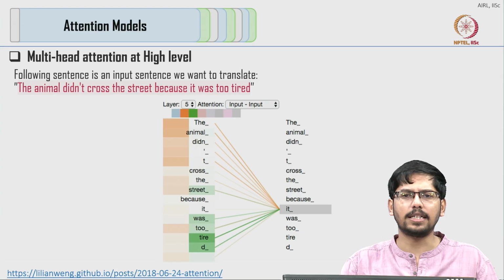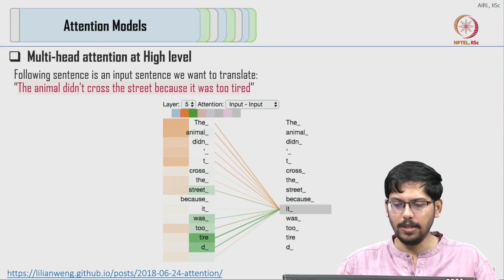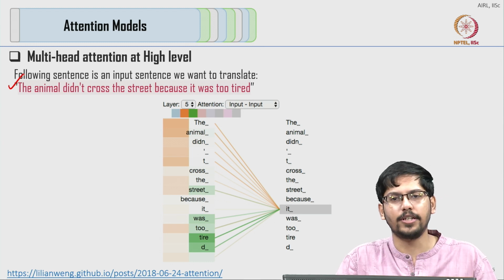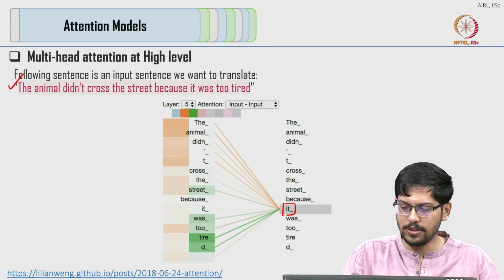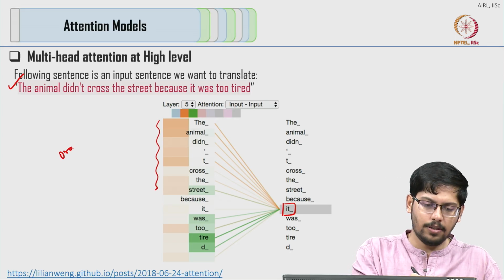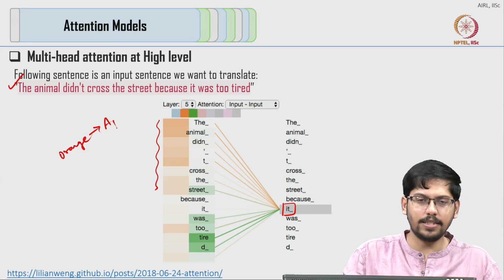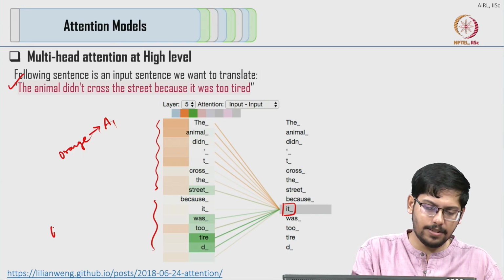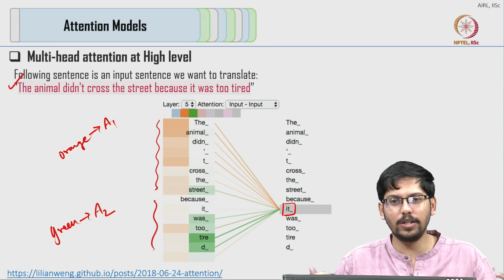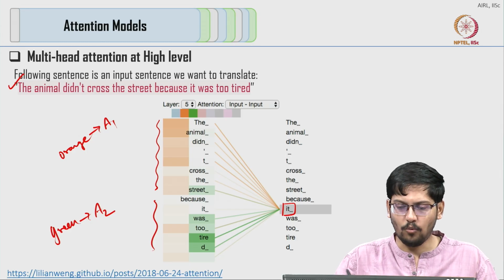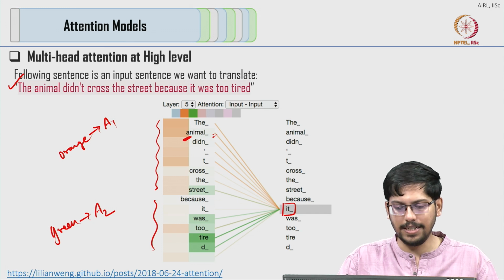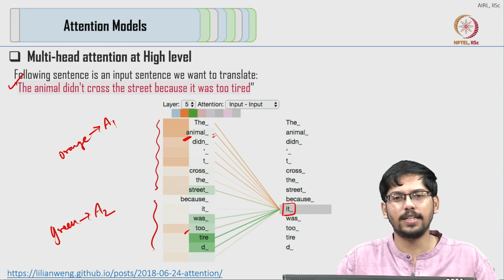Okay. Now multi-head attention at a very high level could be understood with the same sentence, the animal didn't cross the street because it was tired, and let us look at the influence of it, right. Now, we can observe that the orange band mentions attention head 1 and the green band mentions attention head 2, right. Again, these are just descriptions we do for our better understanding. What we observe is that one of the attention heads focuses more on, say, the animal.